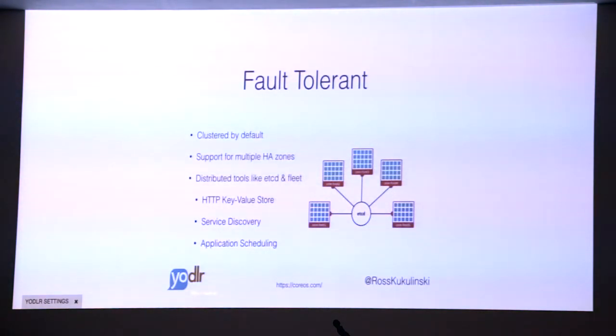Now, CoreOS out of the box is clustered by default. In this graph on the right-hand side, we've got five CoreOS hosts that all communicate through etcd, which is this distributed key value store with a very simple HTTP API. So out of the box, you can take your CoreOS cluster and distribute it across multiple high availability zones and scale up the number of systems. etcd also provides service discovery and application scheduling through etcd and Fleet, which is a scheduler built on top of etcd and CoreOS.